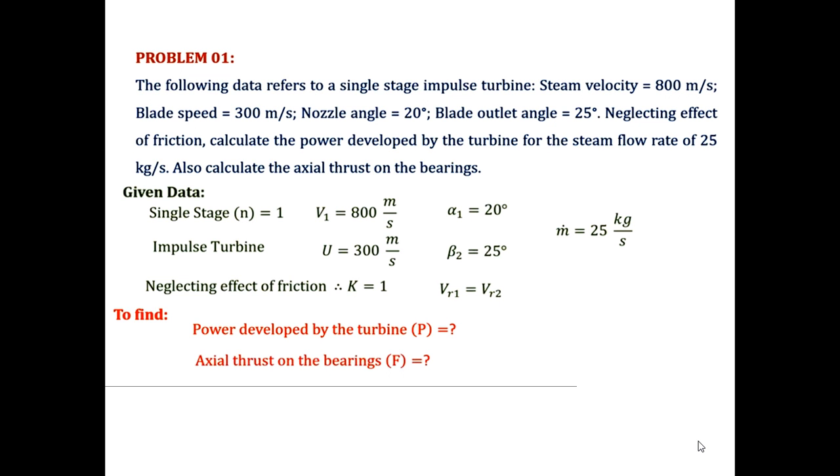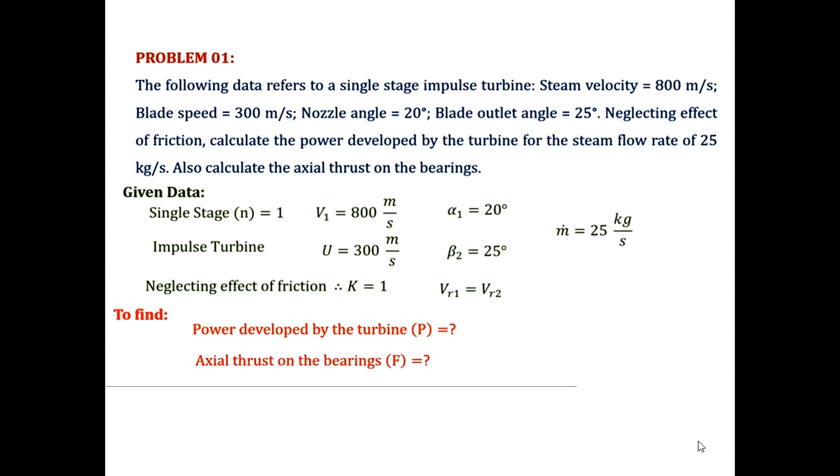Neglecting the effect of friction, K is 1, so VR2 by VR1 value is 1. So without friction, VR1 is numerically the same as VR2, as given in the problem.